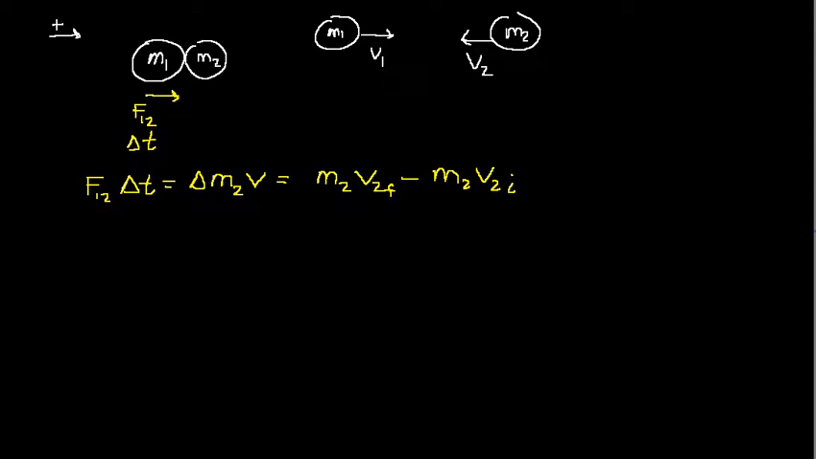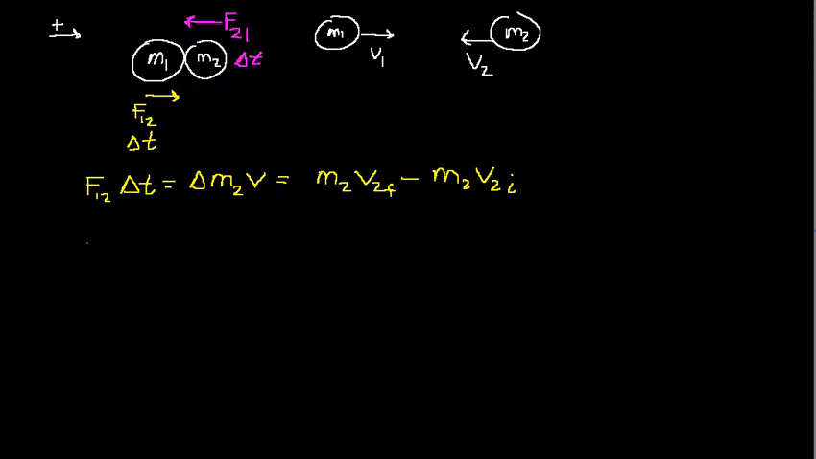Now, let's look at what happens here. Ball M2 exerts a force on M1. We'll call this the force from 2 on object 1, and that's going to take place for some delta t. You can already notice that the time they're in contact with each other is the same, so the two delta t's, whether pink or yellow, are going to be equal.